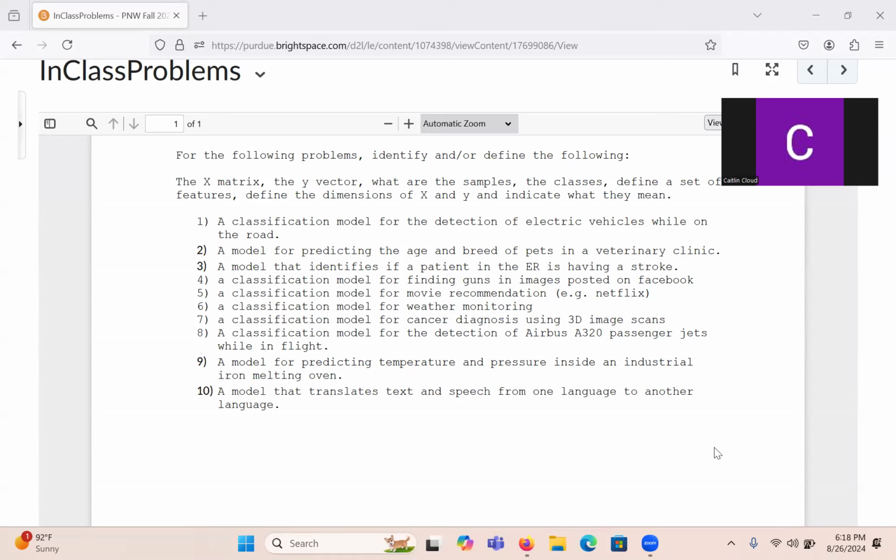Let's do 10. A model that translates, and let's just keep it at text, not speech, translates text from one language to another language. That's a tough one, right? So how do you even begin to do this with the mechanism that you know about? Translates text from one language to another language. So let's say you're translating from English to Chinese or something like that.